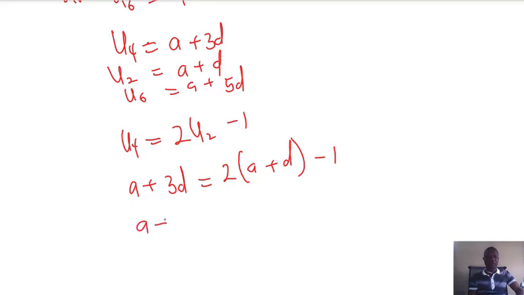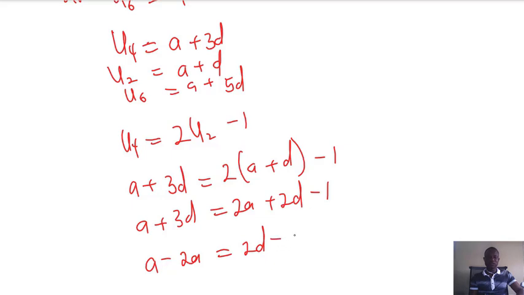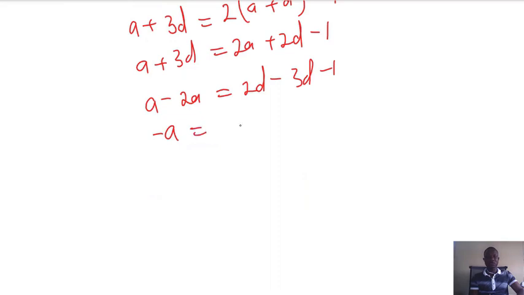So we have A plus 3D equal to 2A plus 2D minus 1. Let's collect terms. So we have A minus 2A equal to 2D minus 3D minus 1. Minus A equal to minus D minus 1. When you divide both sides by minus 1, you get A equal to 1 plus D. But U6 is equal to 7.